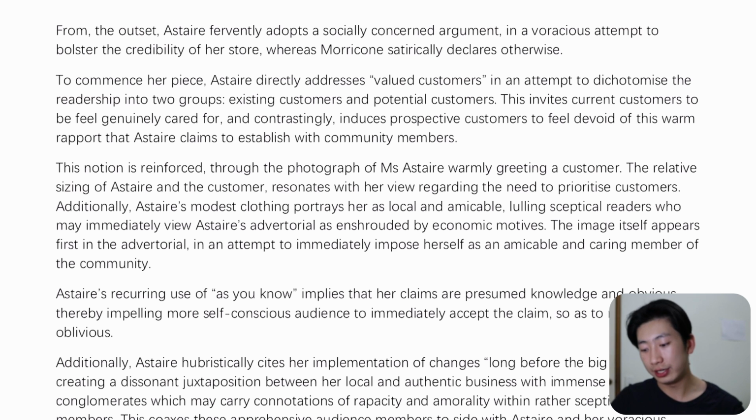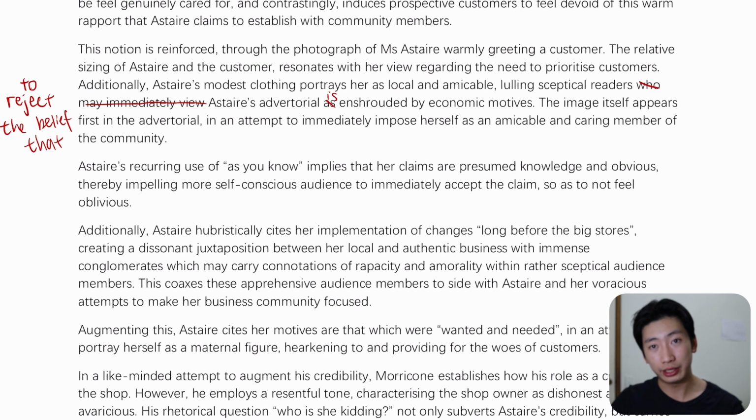And one thing I will note here is that this part, the way I interpreted this was that skeptical readers might realize what the true economic motives are. Now, that is probably correct, but in this case, for argument analysis, we're trying to say how the argument is meant to be effective. In this case, it's kind of saying that the argument might not be effective. So I think just to make this clearer, what we can say is lulling skeptical readers to reject the fact that Astaire's advertorial is enshrouded by economic motives. So kind of saying the reverse here.